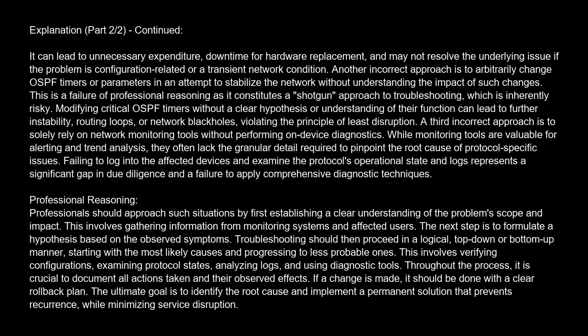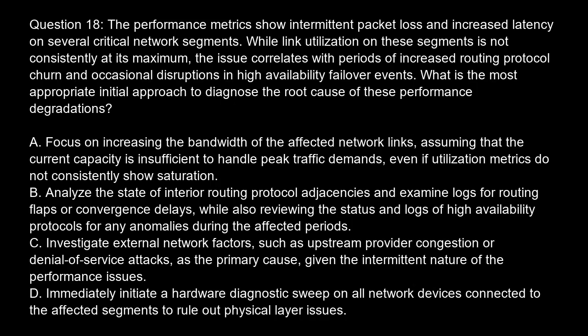The ultimate goal is to identify the root cause and implement a permanent solution that prevents recurrence, while minimizing service disruption. Question 18. The performance metrics show intermittent packet loss and increased latency on several critical network segments. While link utilization on these segments is not consistently at its maximum, the issue correlates with periods of increased routing protocol churn and occasional disruptions in high-availability failover events.